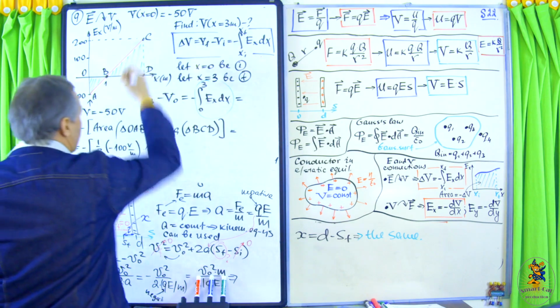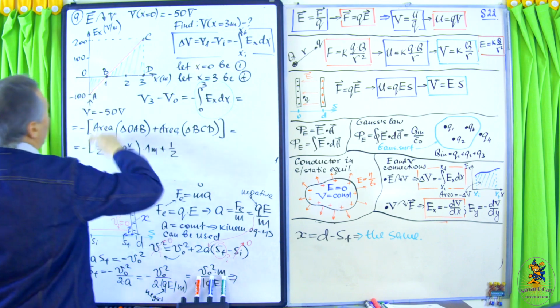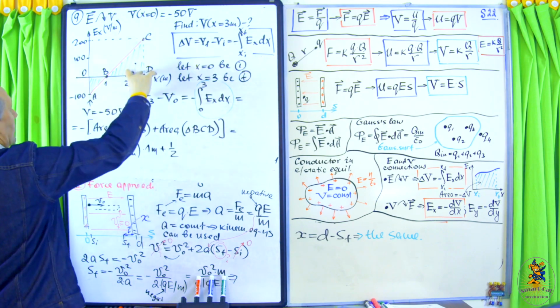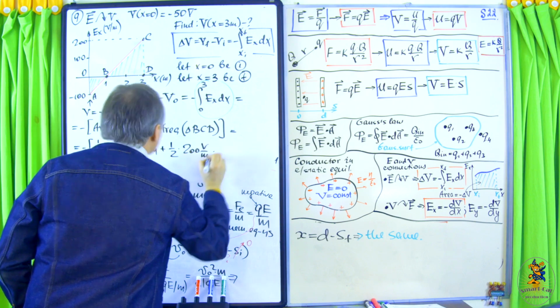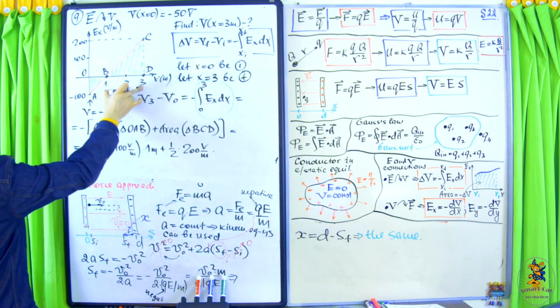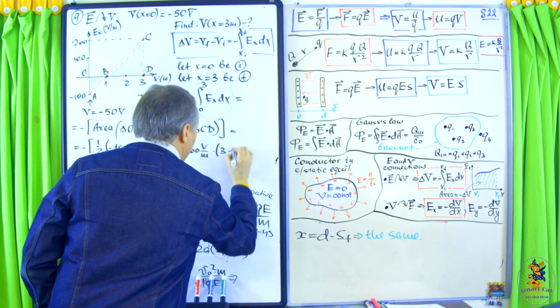And then the area of this big triangle. So plus 1 over 2, height is 200 volts per meter, and the base is 3 minus 1, so 3 minus 1 meters.